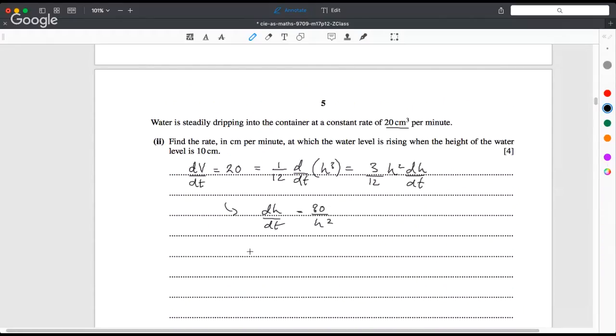So they're asking you to evaluate this at some specific time, some specific height. h is equal to 10. So that's just 80 over 100.